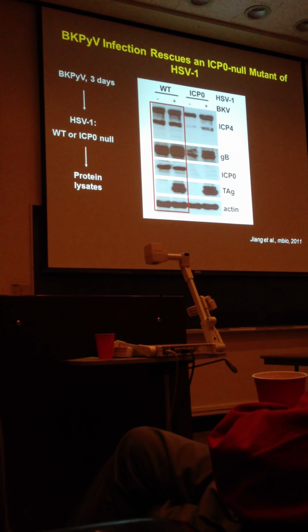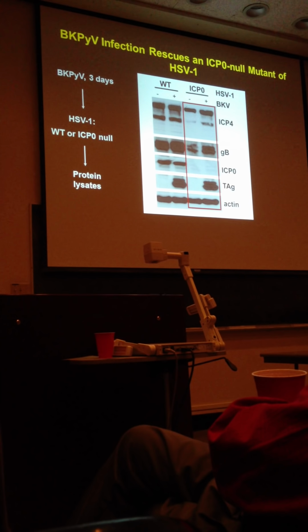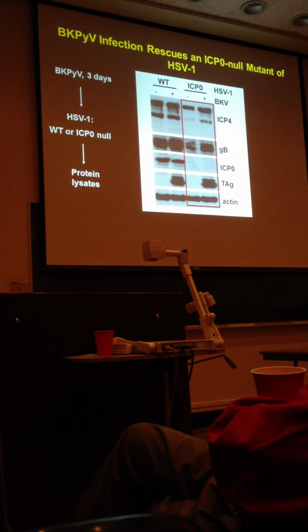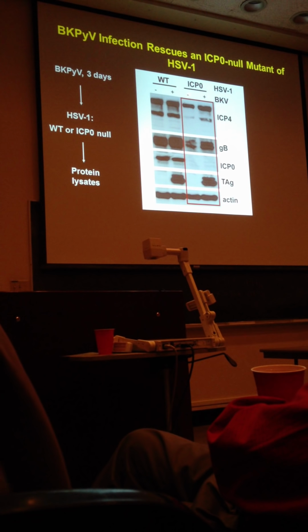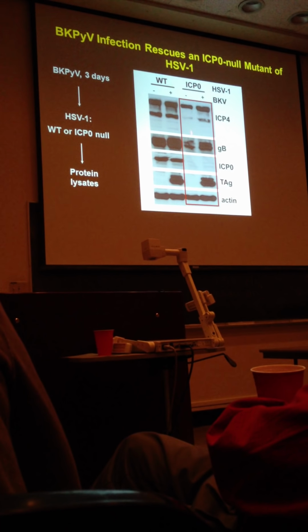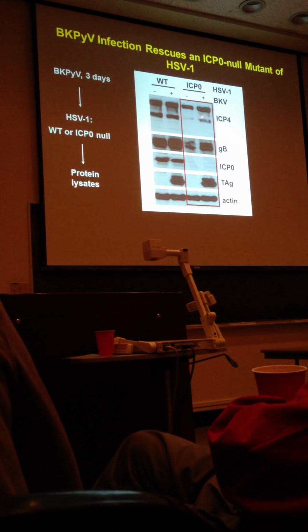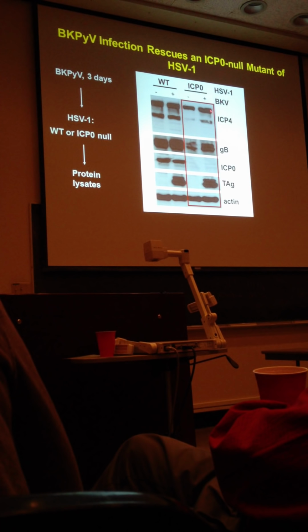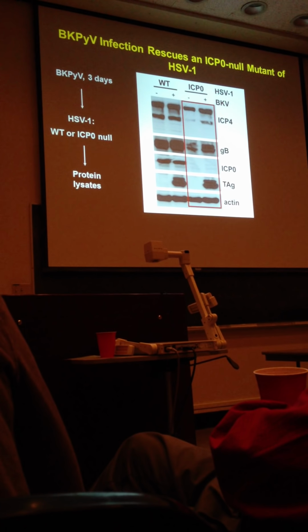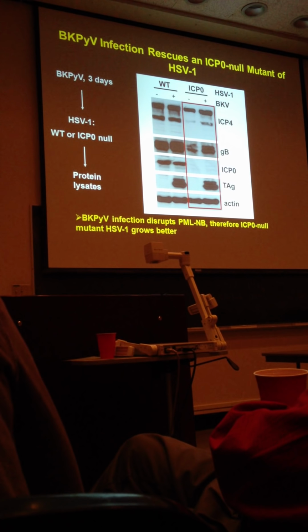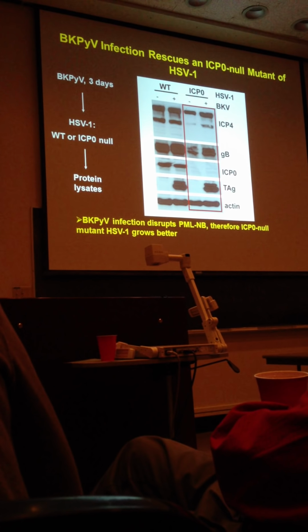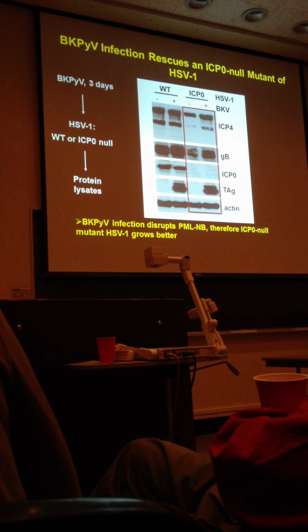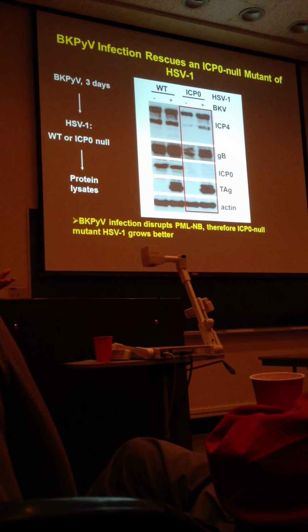However, if we super-infect with the ICP0 null mutant virus without BK being present, there seemed to be a defect compared to the wild type. And whenever we had BK present, there seemed to be a complementary effect. So this is consistent with our model, which is that BKV infection disrupts the PML nuclear bodies and therefore allows the ICP0 null mutant of HSV to grow better.